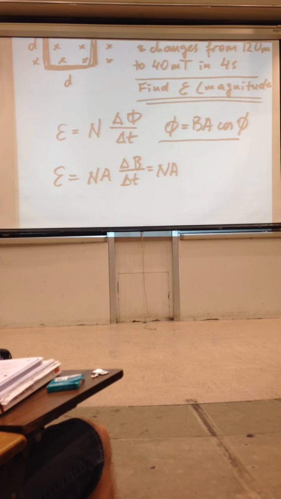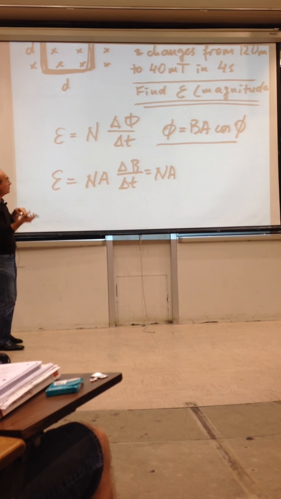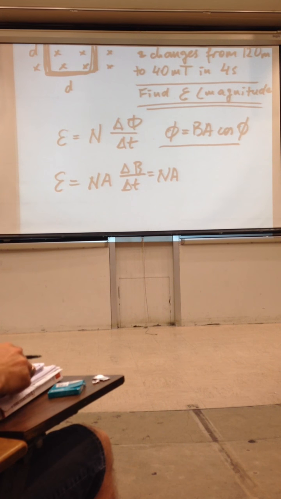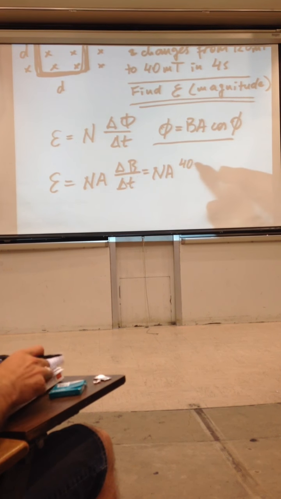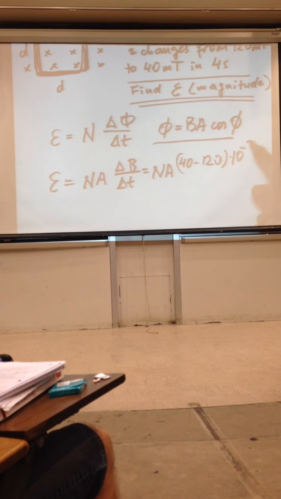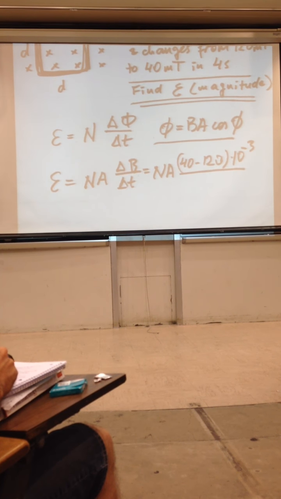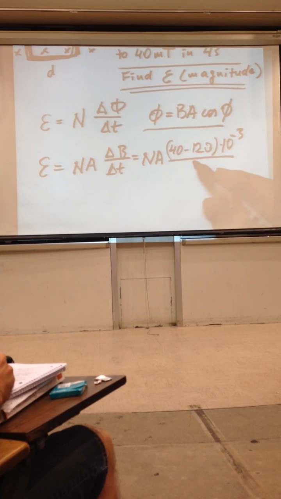And what is change of magnetic field? Final value minus initial. Final is 40, or I can write 40 minus 120. It says millitesla, right? I should multiply by 10 to the -3, milli. This many Tesla, this is the change, but this occurs in 4 seconds. 4 seconds. Okay?